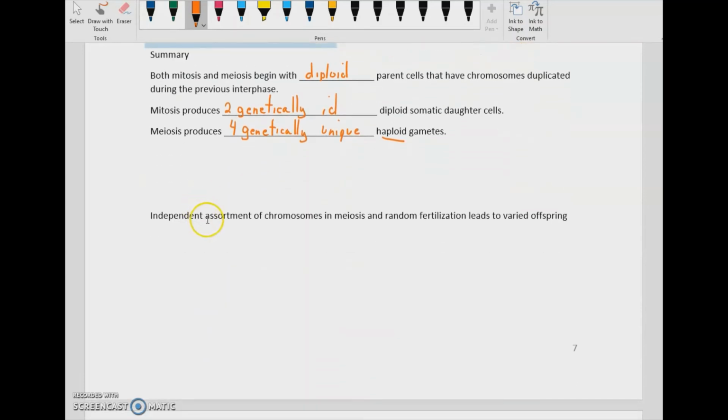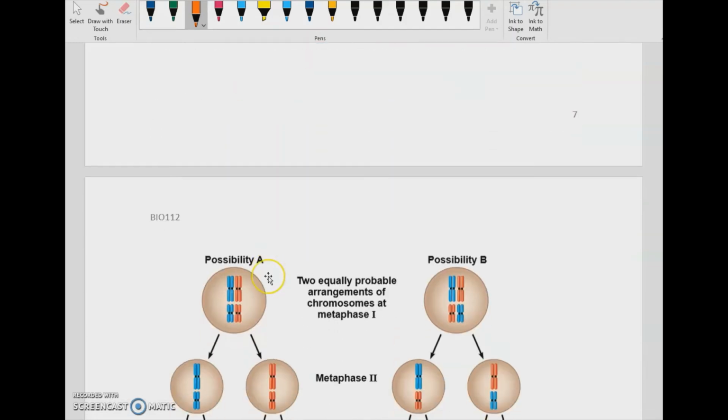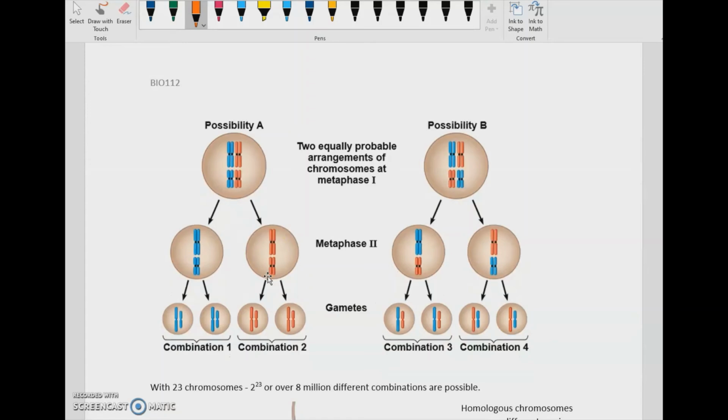Now, independent assortment of chromosomes in meiosis and random fertilization can lead to varied offspring. So you may have a sibling who has the same mother and the same father as you, and you may look similar, you may have similar characteristics, but you're not going to be identical unless you're an identical twin, and that's a whole different issue. Because these chromosomes assort independently, we can get all sorts of different combinations. Say we have a creature that only has 4 chromosomes, so it's got 2 pairs. That gives us 4 different possibilities and combinations.